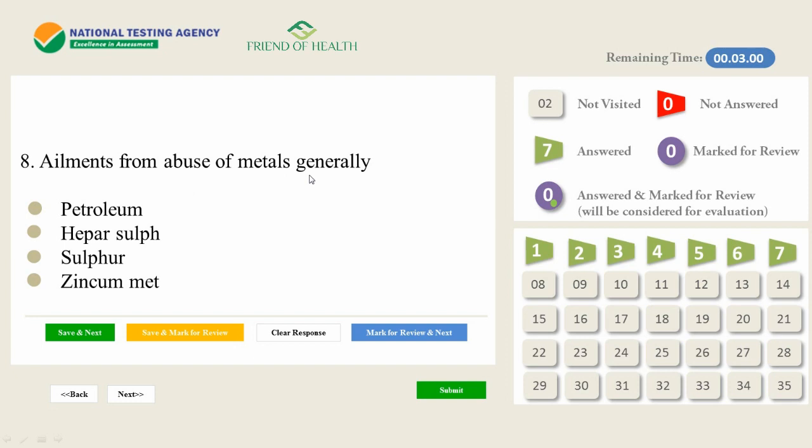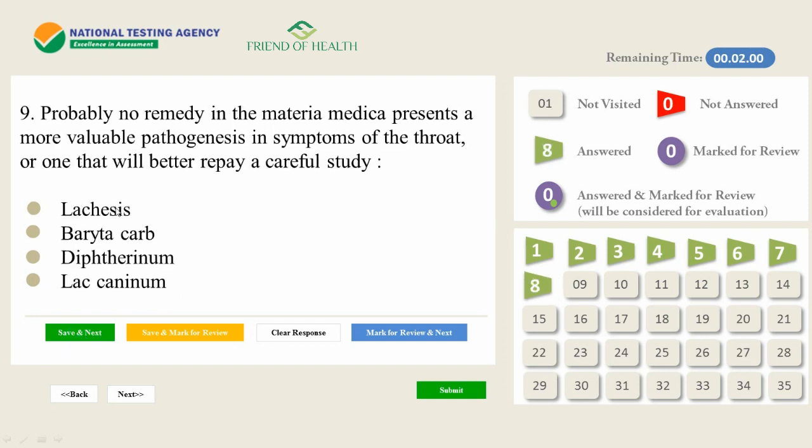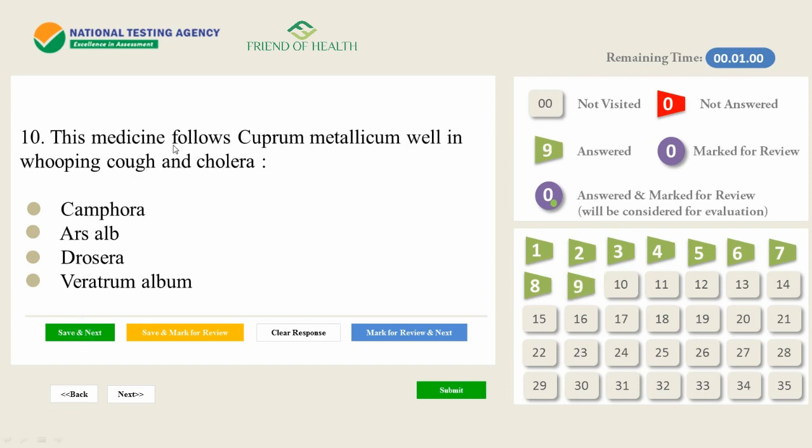Ailments from abuse of metals generally: petroleum, hepasulf, sulphur, Zincum. Next question: probably no remedy in the Materia Medica presents a more valuable pathogenesis in symptoms of the throat, or one that will better repay a careful study? Lachesis, baryta carb, diphtherinum, lac caninum. The last question: this medicine follows Cuprum metallicum well in whooping cough and cholera? Camphora, Arsalb, Drosera, Veratrum album.